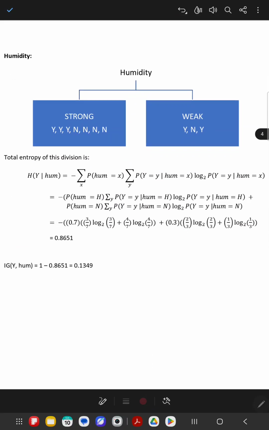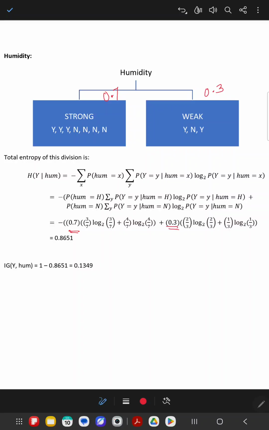Next we split based on humidity. Humidity can either be strong or weak. Let's calculate the weights. Here 7 of the rows, 70% of the rows, are strong, and 30% of the rows are weak. Those are the weights, 0.7 and 0.3.